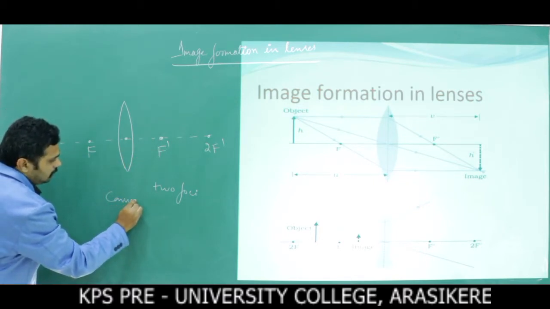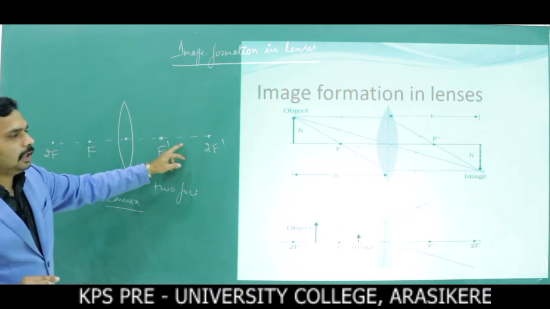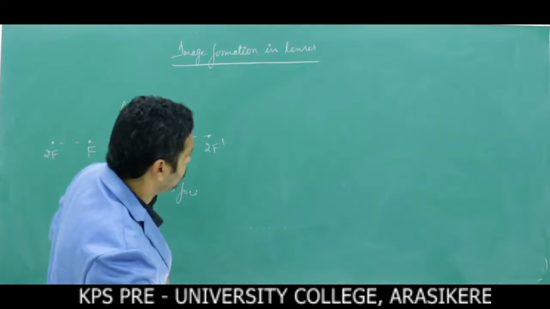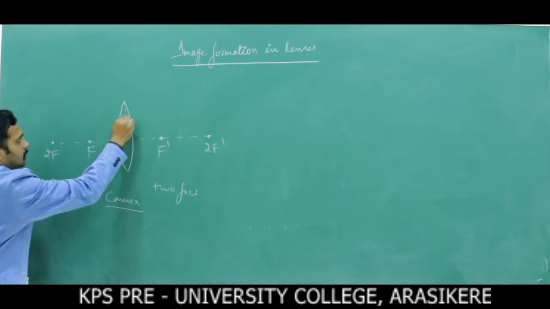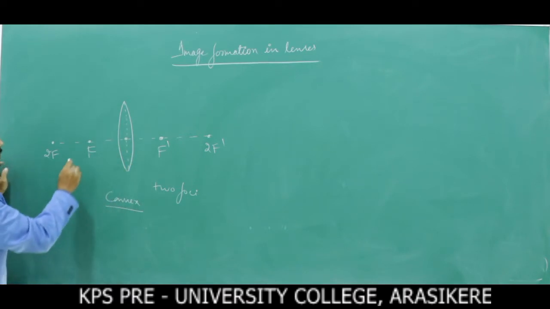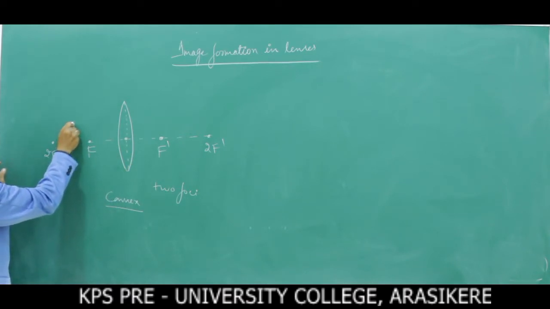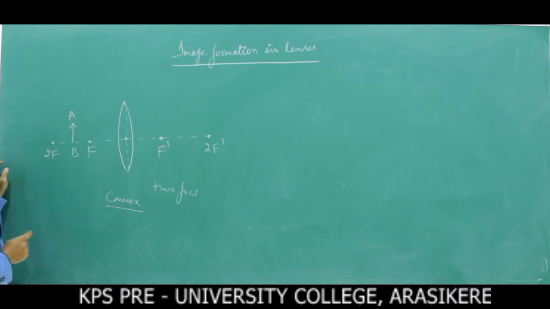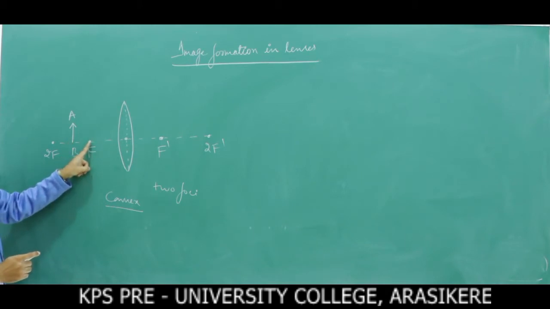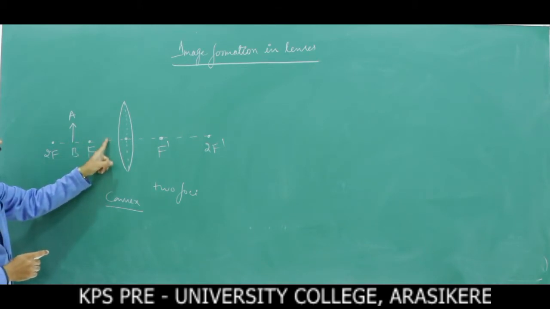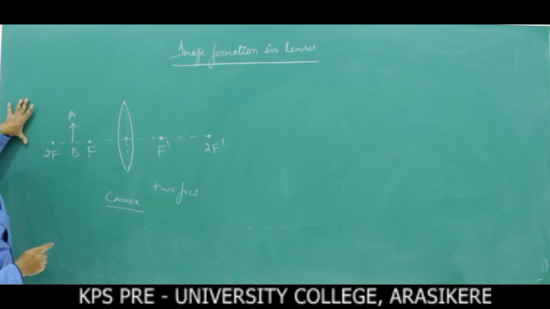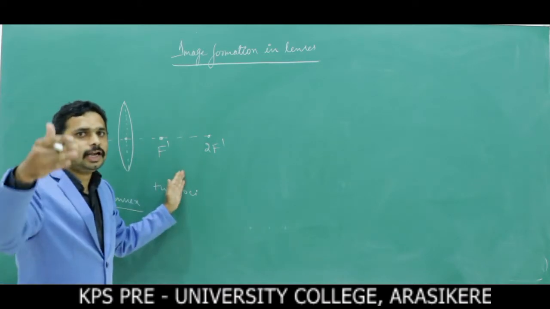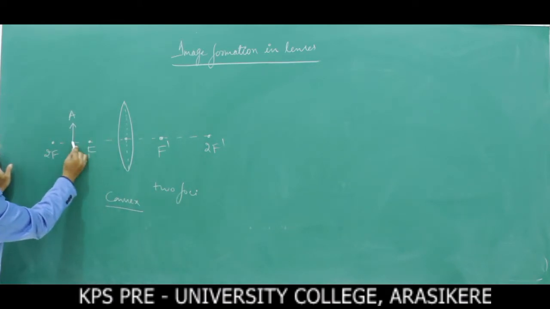First I am going to show the real and inverted image using a convex lens. Suppose this is perpendicular to the principal axis. Now consider an object. Here I am using the linear object AB. The object is placed behind the focus. Within the focus the image is virtual and enlarged. When the object is behind the focus, the image is real and inverted.